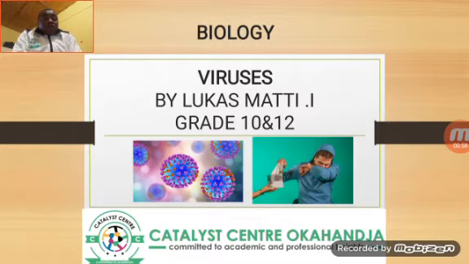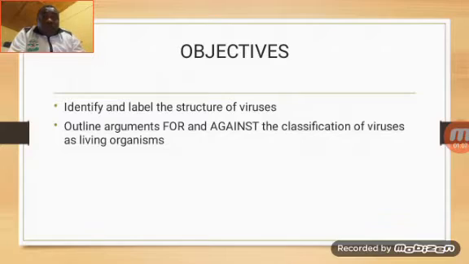For this topic, there are some few objectives in the syllabus that we need to look at. The first one: by the end of this revision video, you guys should be able to identify and label the structure of viruses. You are also expected to outline the arguments for and against the classification of viruses as living organisms. Those are our two objectives for this video.